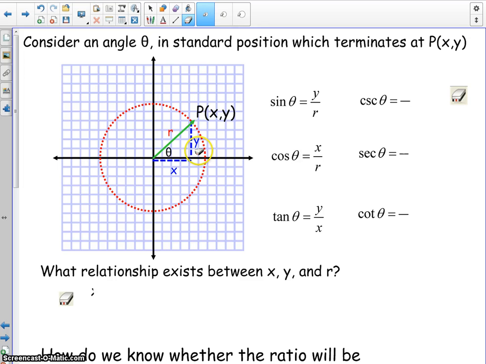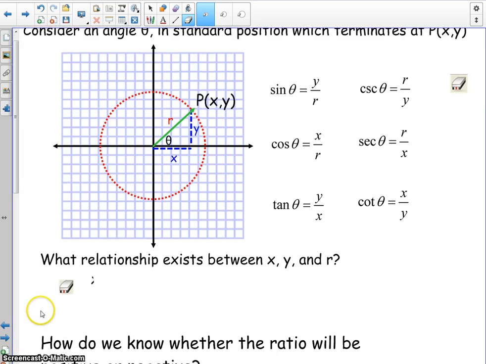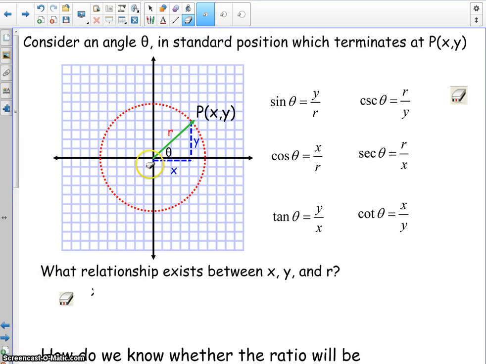And I could extend this to reciprocal ratios as well if I really wanted to. So cosecant will be the reciprocal of sine, so it'll be r over y. Secant will be r over x, and cotangent will be x over y. Okay, so, alright, good start. It doesn't really seem like we've done that much right now because I made a general triangle. But let's take this a little bit further.